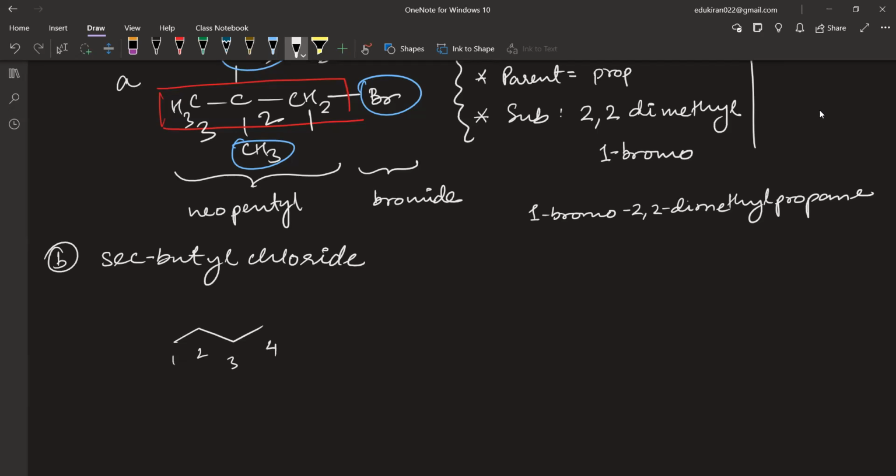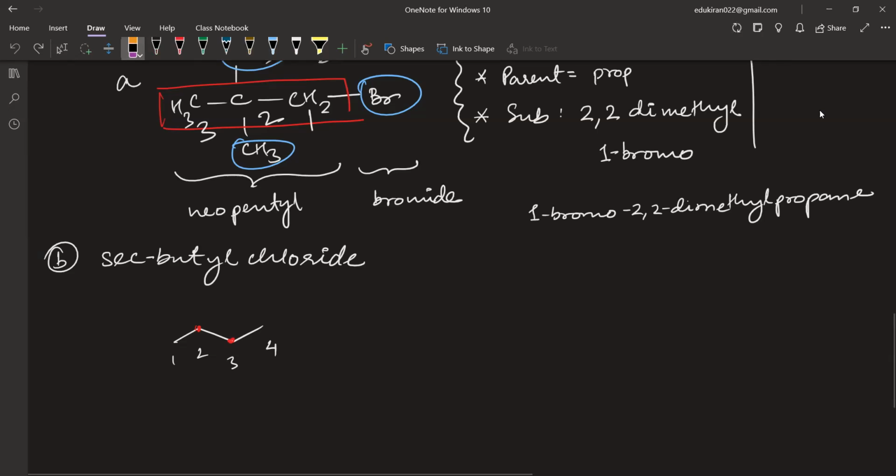Okay, so the point of attachment will be on which carbon? 1, 2, 3, or 4? 2 or 3, right? Yes or no? All of you can see now, this 2 or 3, both of these are same. Correct? Yes, sir. 1 और 4 sir, normal हो जाएगा. Normal नहीं है, secondary butyl है ना, इस वजह से. Got it? Yes or no? Tell me.